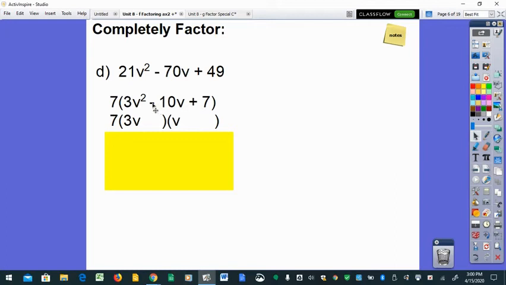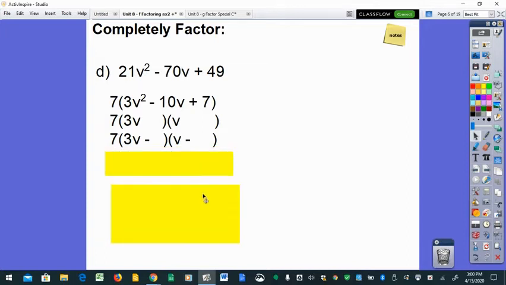Now, both of these have to have the same sign to get a positive, but since that's a minus, they're both going to be minus. So now the last thing I do is I look at my number here and say, okay, what combinations multiply to 7? And because it's prime, it's only 7 and 1. So the last question is, do I put the 7 here with the 1 there, or vice versa? Stop the video, write them in, and come back, and we'll check it.